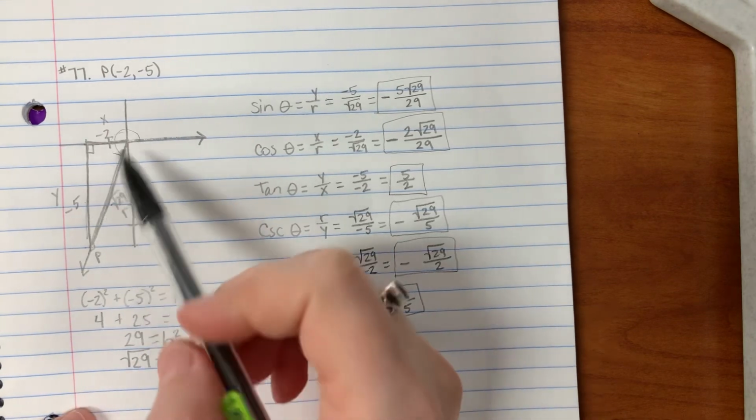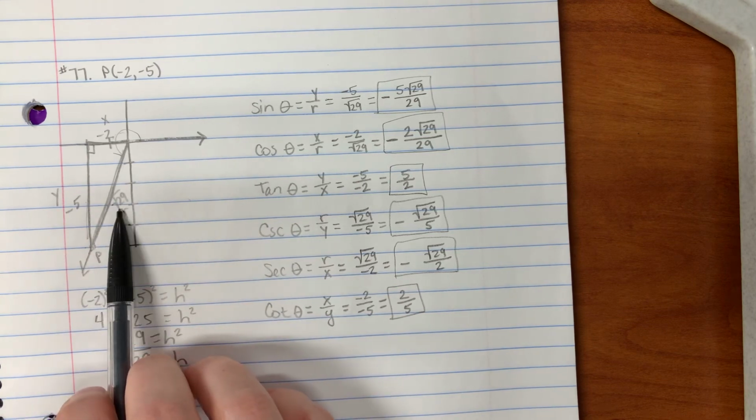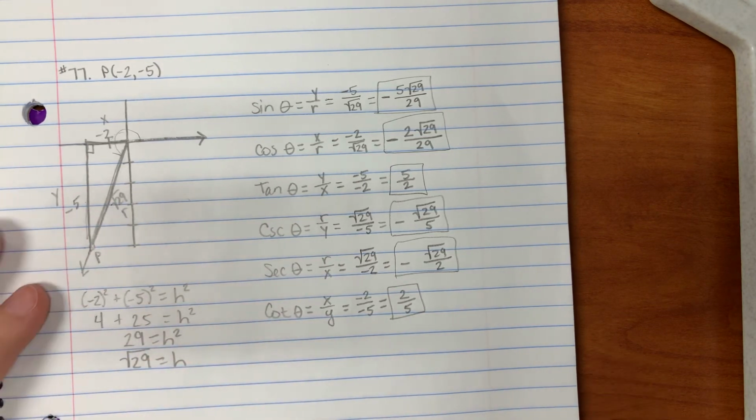Okay, so I think just setting it up and making sure you know, here's my x and my y value. I've got to find that hypotenuse or the r value. Then you can just move on from there. It's pretty simple.